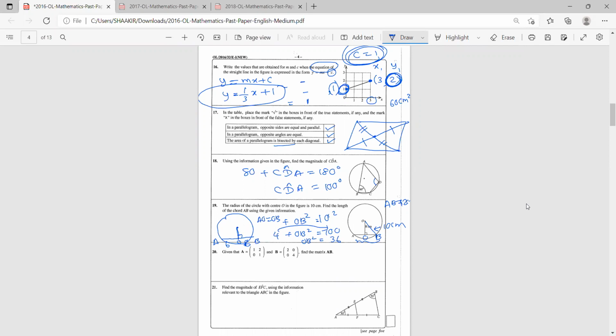So they are asking you to find AB. Always in the first matrix, children, you have to take the row when multiplying. In the second matrix, you have to see the column. Row multiply by column. In the first matrix, you see the row, and in the second matrix, you see the column. Right. And yes, 12 centimeter is the answer for the 19th question. Okay, let's see here.